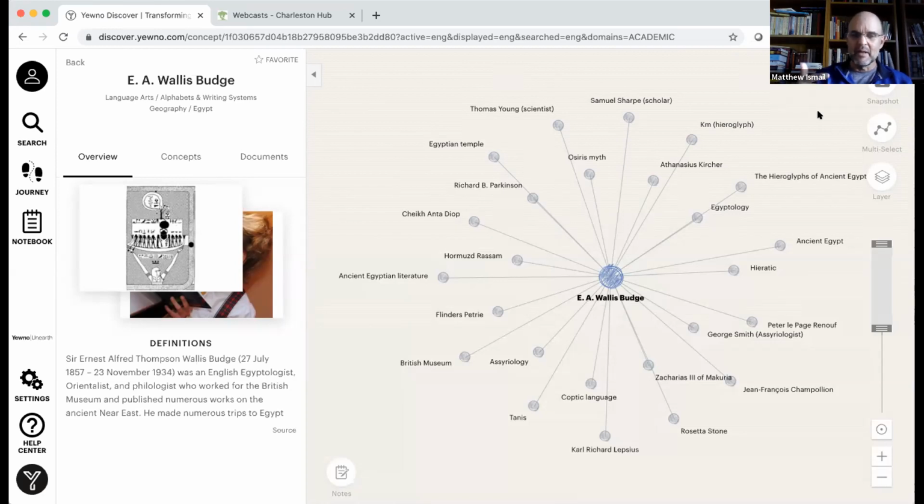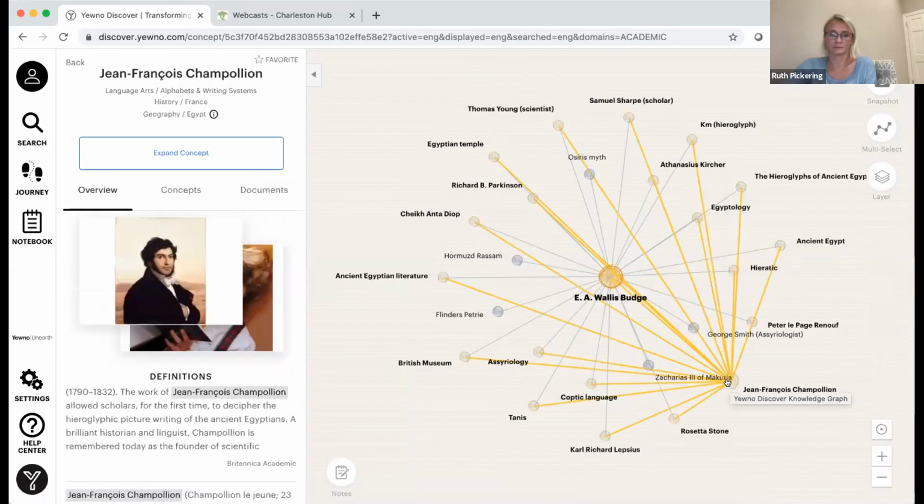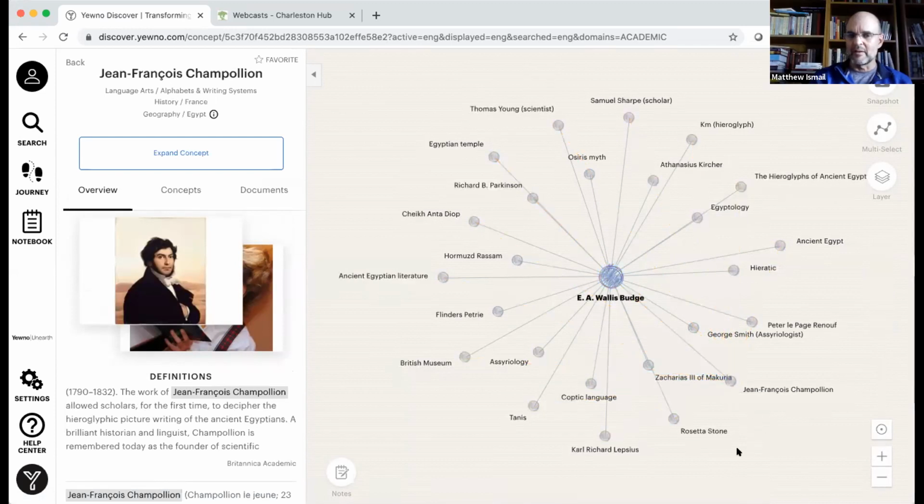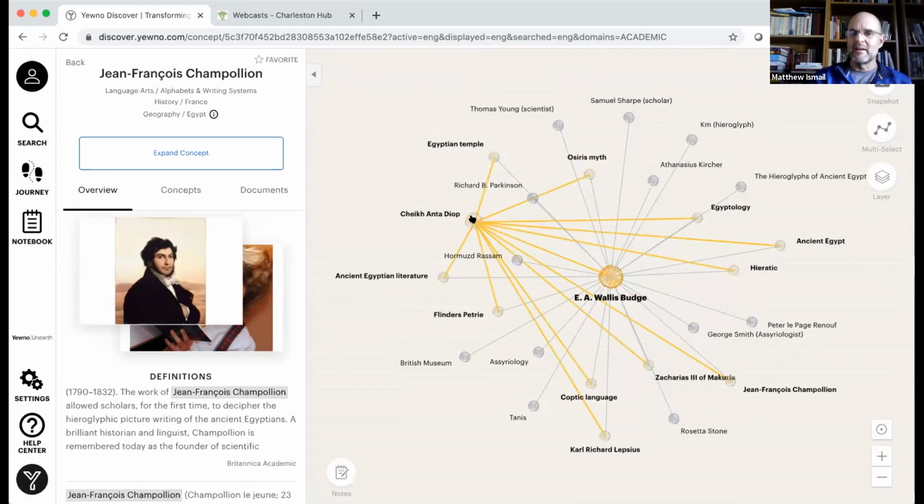But we can see from this constellation that there are not only people associated with him, but also, for instance, Jean-François Champollion, who deciphered the ancient Egyptian language, I think in 1838. You also have Cheikh Anta Diop, a Senegalese Egyptologist whose work about the origins of ancient Egypt in Africa as an African civilization was influenced by Budge's work, which also said that Egypt should be considered an African civilization, which was actually very controversial at that time. So this gives you a constellation of his world and things to think about in relationship to his specialties.